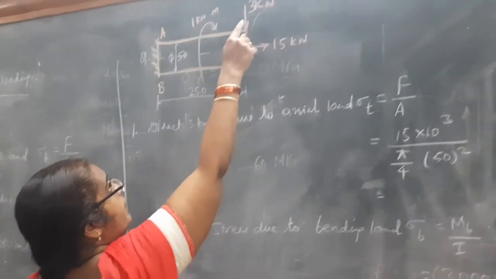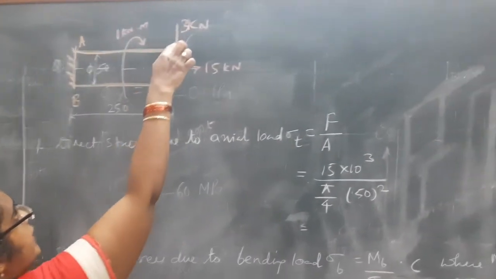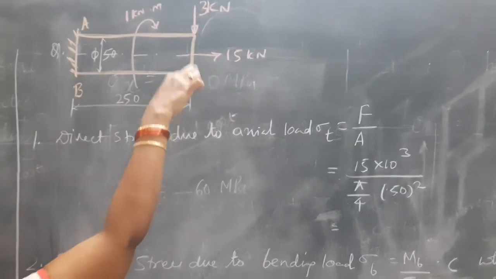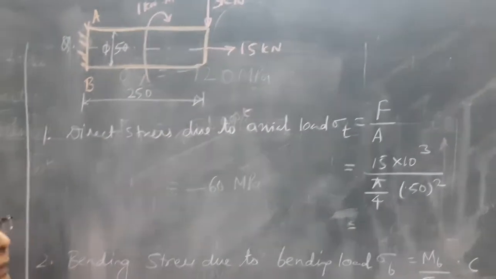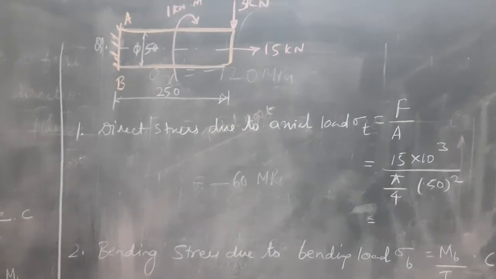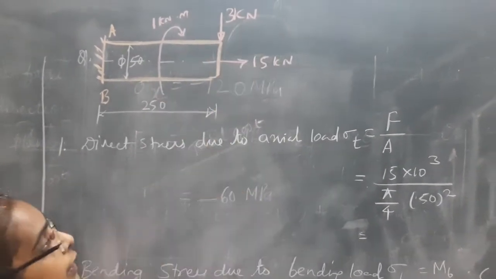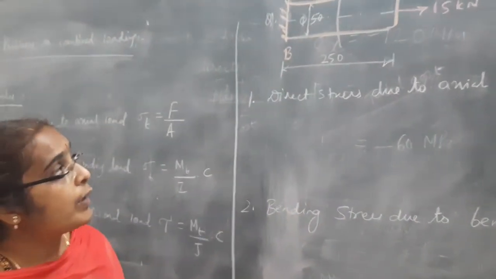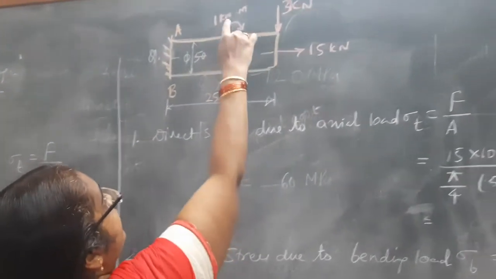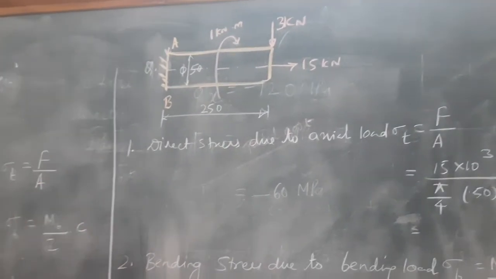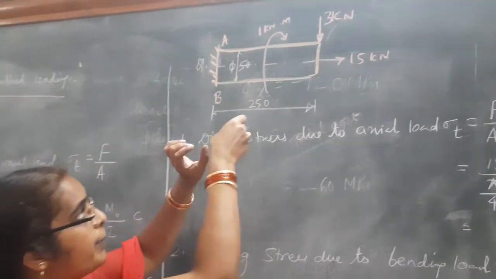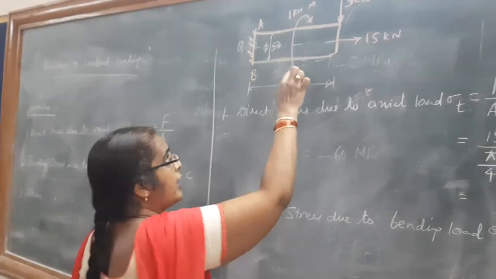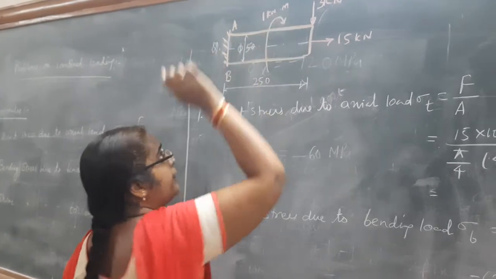Now, the second one is the bending load. Here the load is acting at this point. It is going to cause the bending of the member. Hence, we call this load the bending load. Its magnitude is given as 3 kN. Now, one more load is also acting. Here is the torsional load. The torsional load is going to twist the member, which in turn is going to induce the shear stress. The torsional load is given as 1 kN meter.